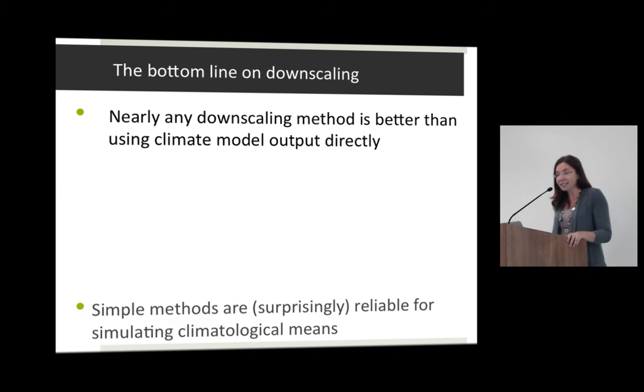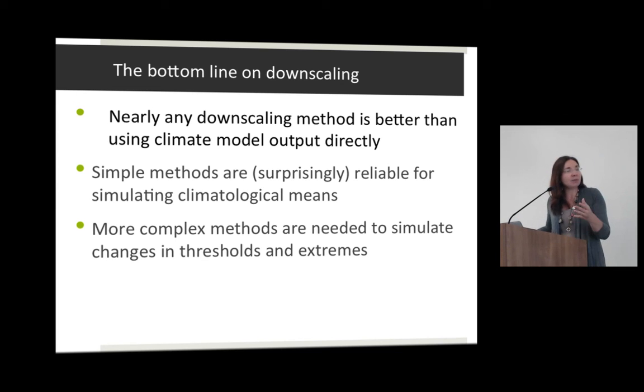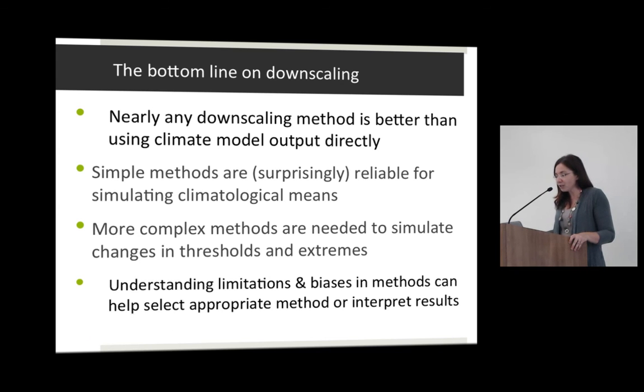Simple methods are surprisingly good if you're looking at winter, summer, spring, fall. But if we're looking at the tails of the distribution, we need more complex methods that do resolve the extremes. It's important to understand the limitations and the biases in the methods in order to pick which one you want to use. So then you might say, okay, well, how do I know which one to pick?